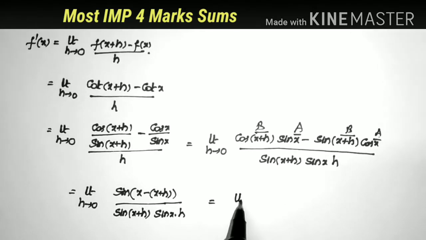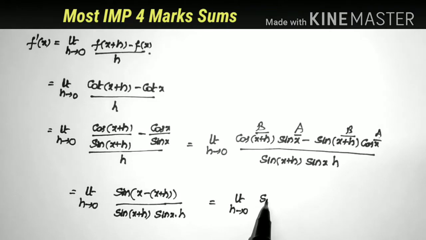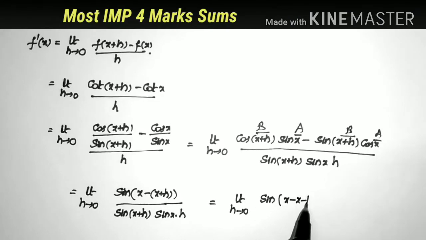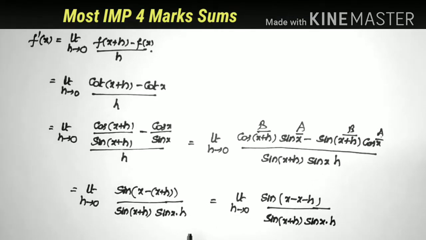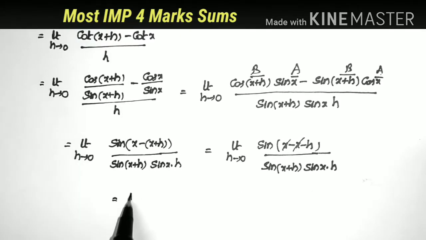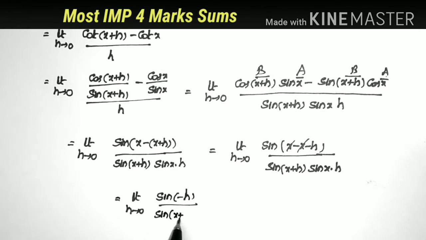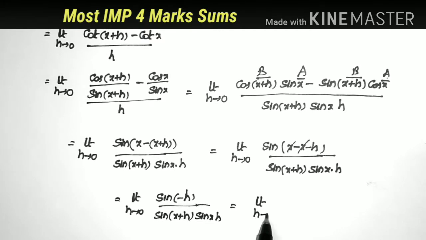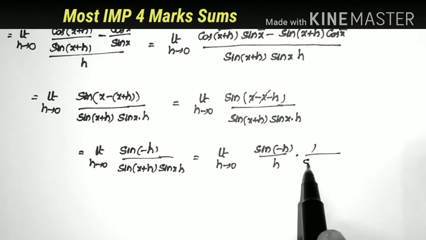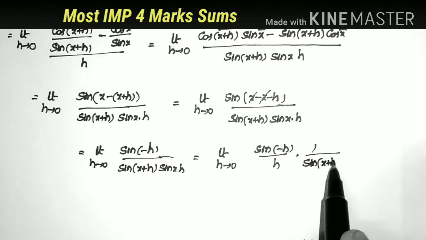And this is equal to limit h tends to 0 of sin of x minus x plus h, by sin x plus h into sin x into h. And this is equal to limit h tends to 0 of sin of minus h by sin x plus h into sin x into h. Now separating the denominator like that, limit h tends to 0. So we take the value first, sin of minus h by h. And what is the remaining value? Sin of x plus h into sin x.